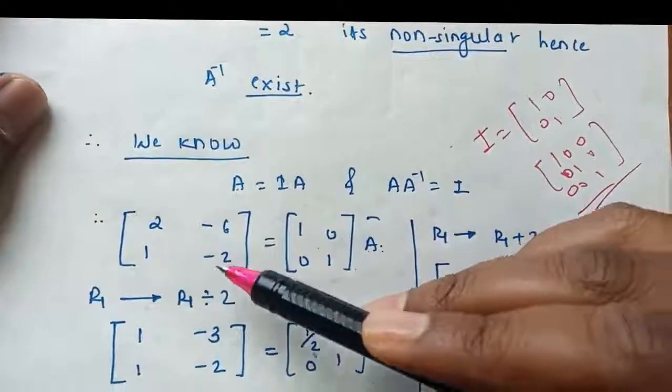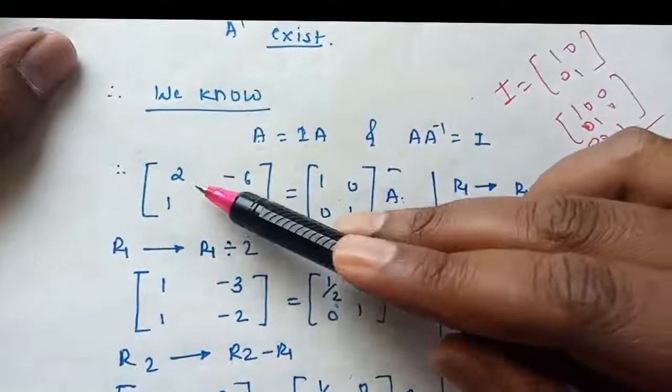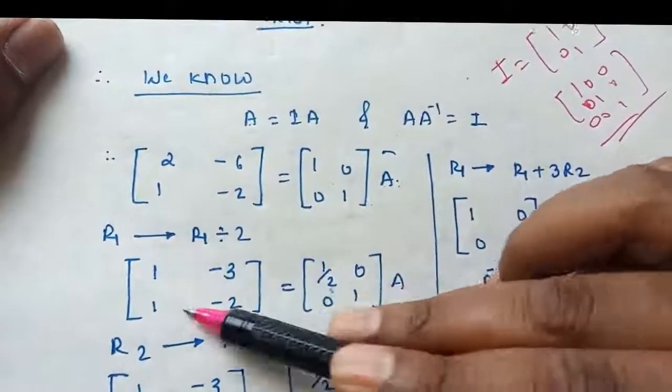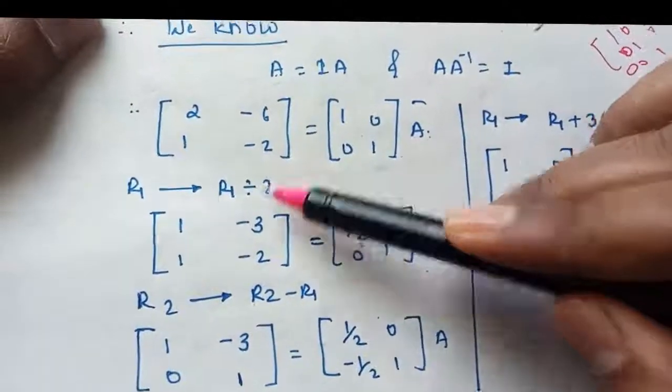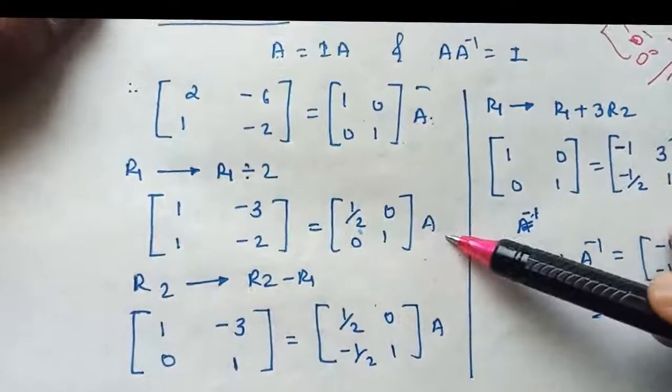First of all, to convert this into 1, what I do is just divide R1 by 2, so it will become 2 by 2 is 1, minus 6 by 2 is minus 3, 1 and minus 2 as it is. Now for R1 I divided by 2, so here also I will divide by 2, so it will become 1 by 2, 0, 0 and 1.